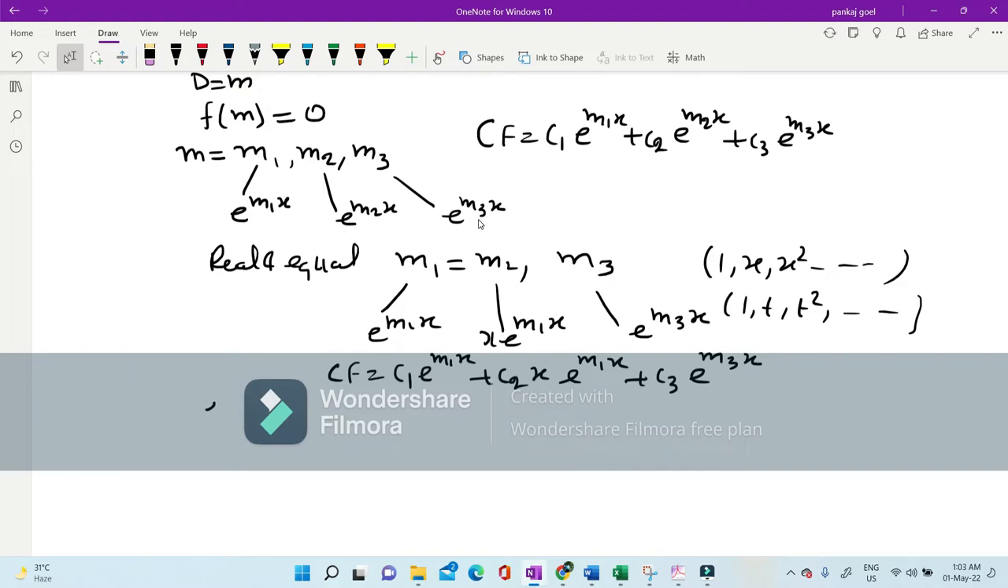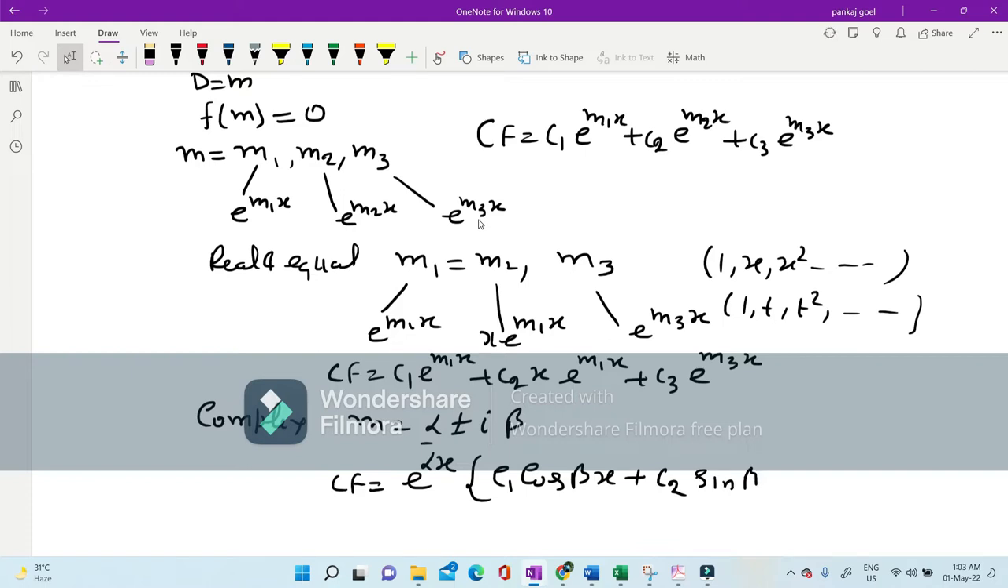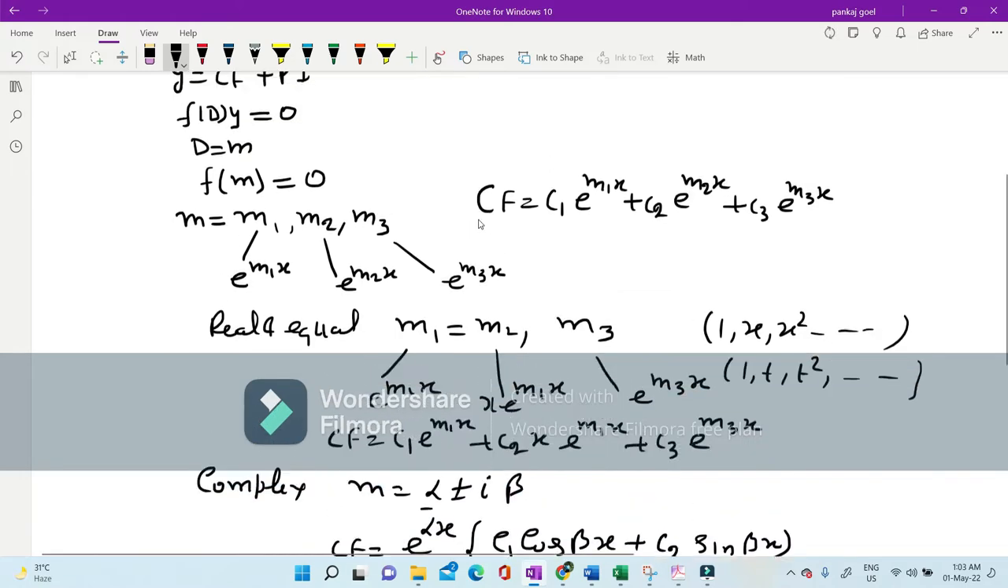Where there are imaginary roots, let us suppose complex roots are there, then we can write m = alpha ± i beta. The solution can be written as CF = e^(alpha x), the real part, and the imaginary part will be c1 cos(beta x) + c2 sin(beta x), like this. If there is a repetition, then we can write it similarly.